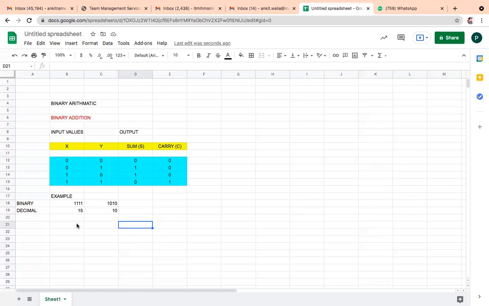So now we'll perform these operations. We have 1111 and 1010. So we are going for binary addition.